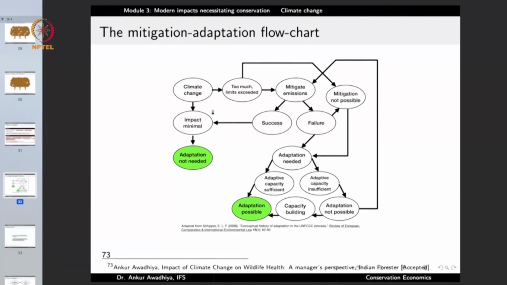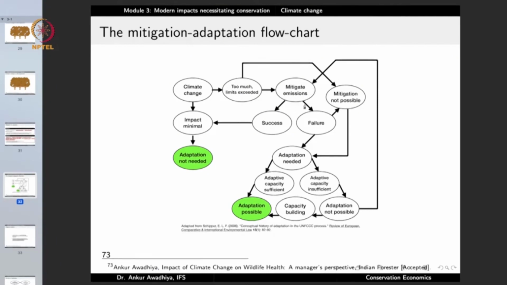So how do you decide what needs to be done? There is climate change. If you foresee that the impact is minimal, then probably you do not need to do anything in that area. But if the climate change is too much and you predict that the limits are going to be exceeded, then you have two options. You can either figure out if there is a way to mitigate the emissions, or you can figure out that there is no way that mitigation is possible.